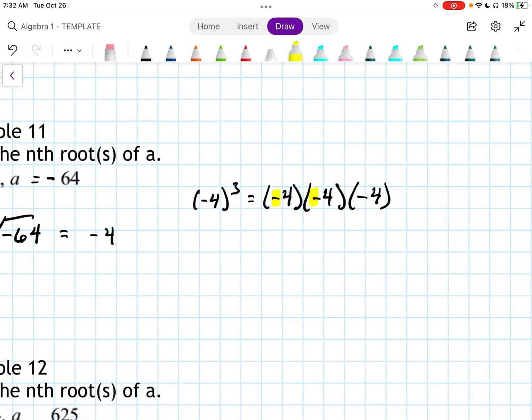The first two negatives cancel, right? Because a negative times a negative. Then we have the leftover negative. That would make this guy negative. And then 4 times 4 times 4 is 64.